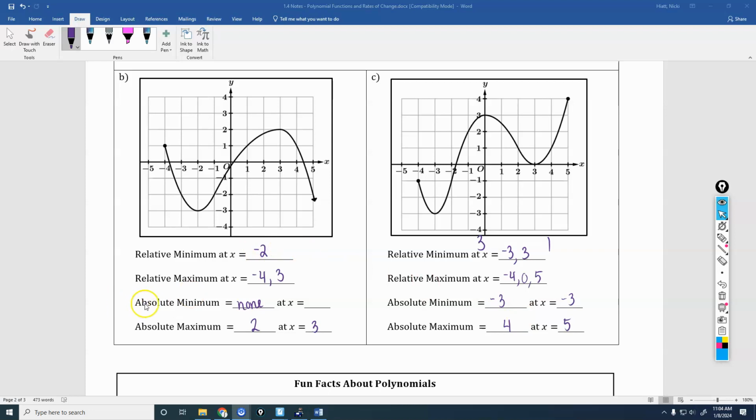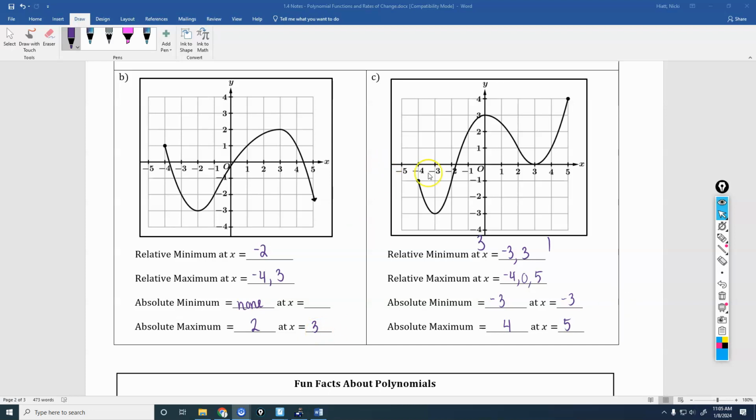Did you guys get none for the absolute minimum? That one tricks me, because if you don't pay close attention to that arrow, you just kind of are looking around, and you're like, oh, lowest point right there. So you gotta be careful with that. But -2 for your minimum, -4 and 3 for your relative maximums. No absolute minimum. Absolute maximum is 2. It happens at x equals 3.